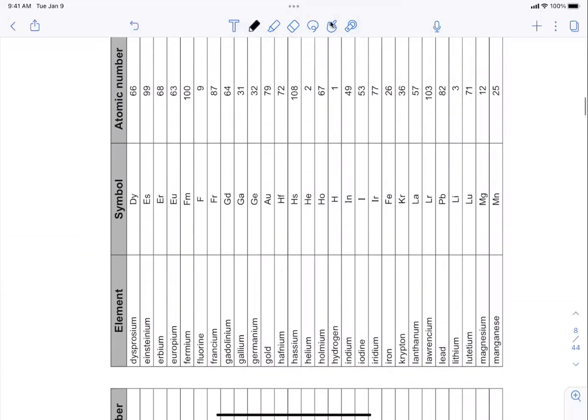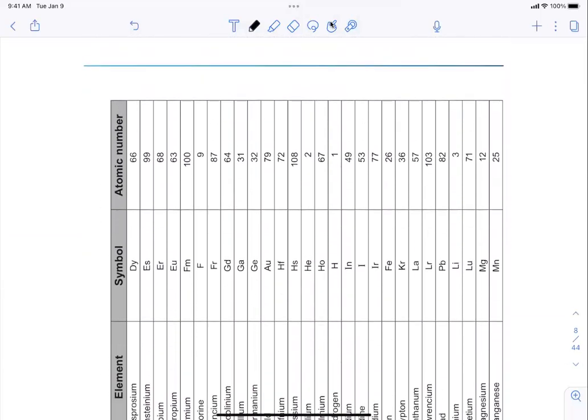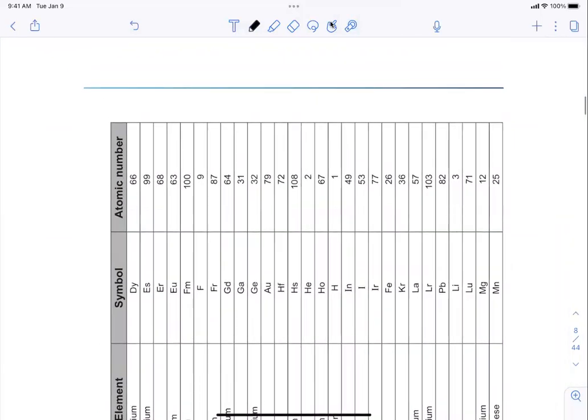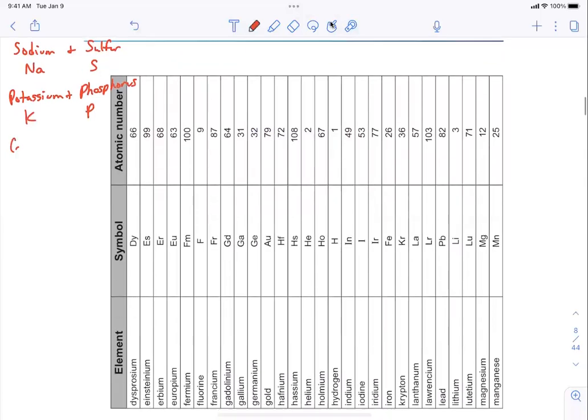The next 2 pages are names of elements, and that sounds really silly, but there are a lot of elements that students mix up because they're very similar in name and similar in symbol. The default ones I've always seen students mess up are sodium and sulfur, because sodium's Na, sulfur's S. Potassium and phosphorus, K versus P. Copper versus cobalt, copper Cu, cobalt Co.